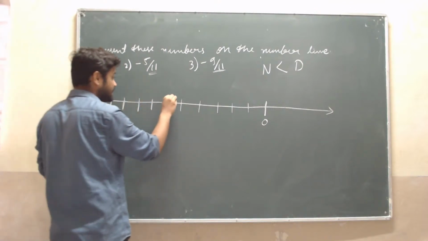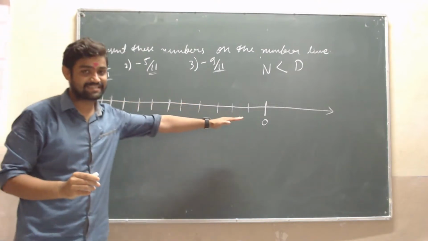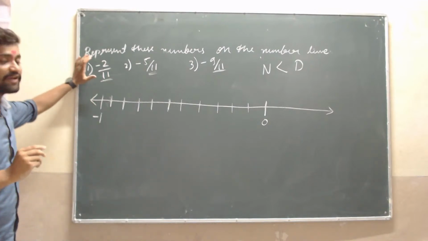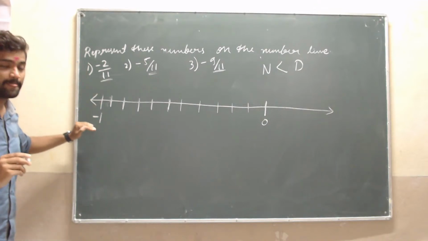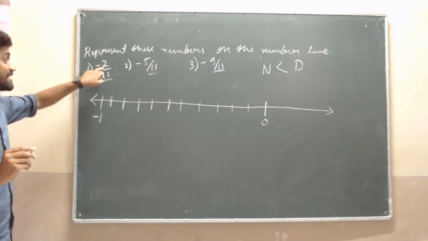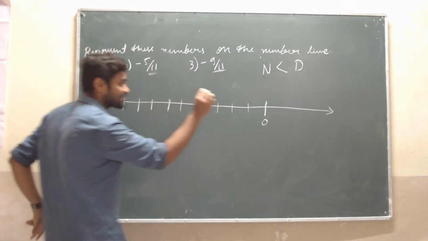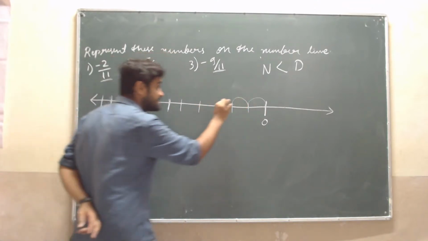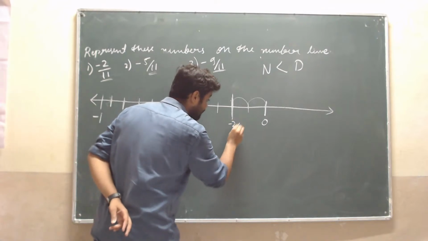Numbers are just, you have to make equal parts. Assume that these are equal parts, 11 equal parts. First number we have is 2. Leave that, it is negative because negative is here. First question we have is 2. How many jumps do we have to jump? That is 2 from the starting point. See here, 1, 2. And this will indicate minus 2 by 11.